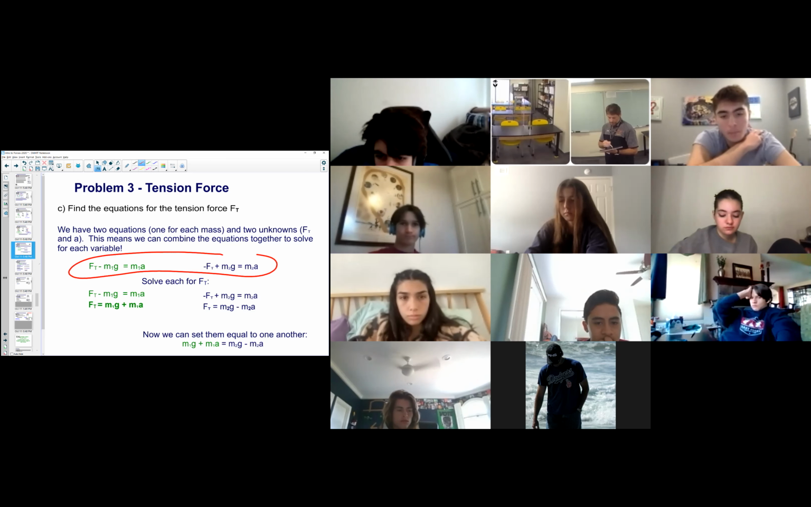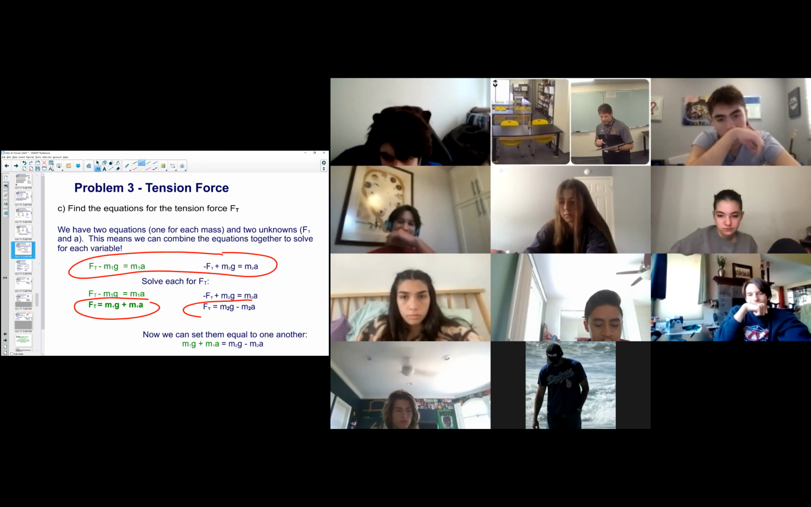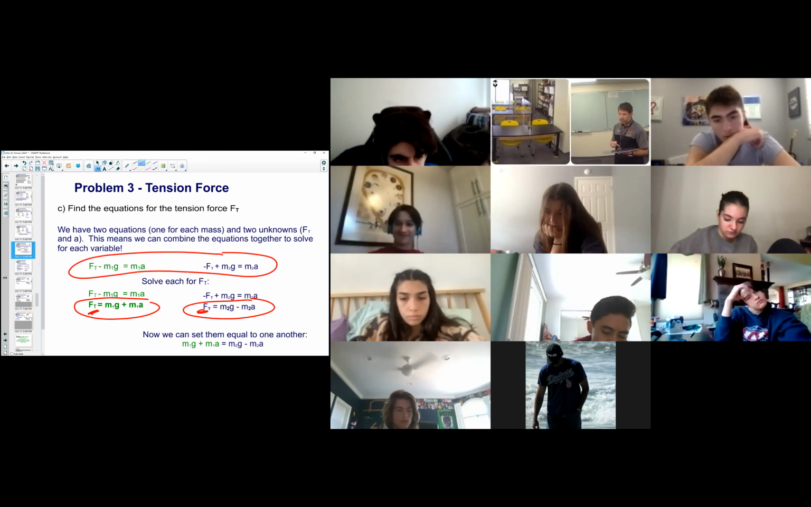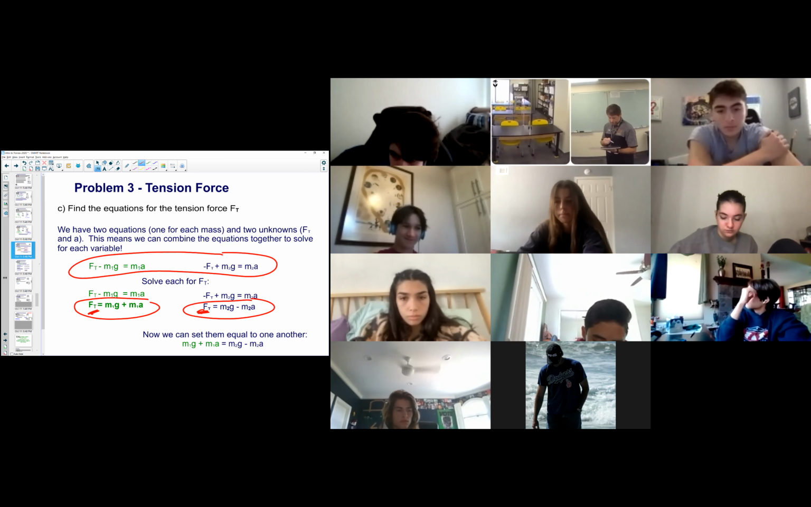We solve this one for Ft, so it is m1g plus m1a. We solve this one for Ft, it is m2g minus m2a. And if they're both equal to Ft, this one's Ft, this one's Ft, then we can just set them equal to each other. Now, that's basically how we solve systems, or one way we can solve systems of equations, right?